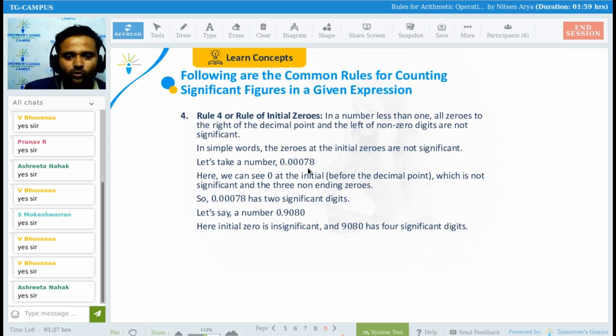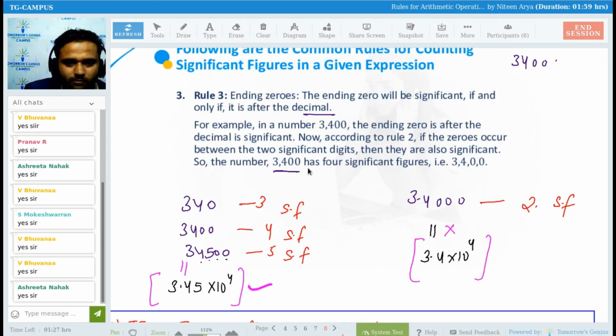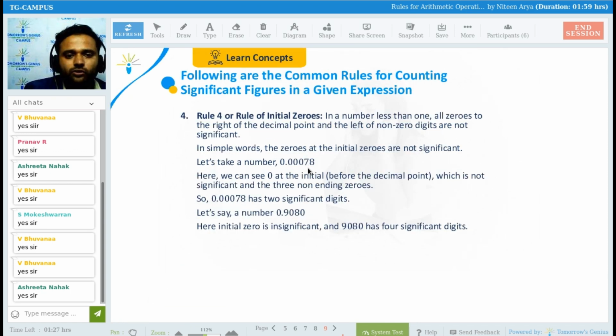Okay. So rule number 4. This is rule number 3, right? So this one is your rule number 4, and what is this? Rule number 4, or rule for initial zeros in a number less than 1. If your number is less than 1, focus here. All zeros to the right of the decimal point and the left of a non-zero digit are significant. What is the meaning? This particular number has 0.0000, only 2 significant figures.